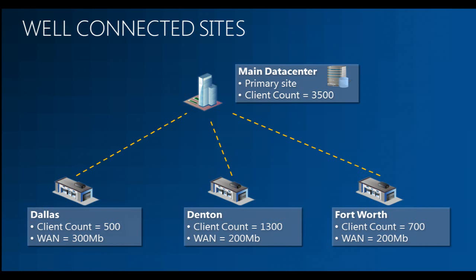All location names, by the way, have been changed. They are at none of these locations. They have a main data center, which is where their primary site is. Client count is 3,500 there. Connected to that, they have 3 locations, Dallas, Denton, and Fort Worth, that have medium, fairly high client counts, 500, 750, 1,300, with WAN sizes of 200 and greater. So they're very, very well connected. Essentially Ethernet speed, LAN speed across their WAN pipe. Nice to work there.